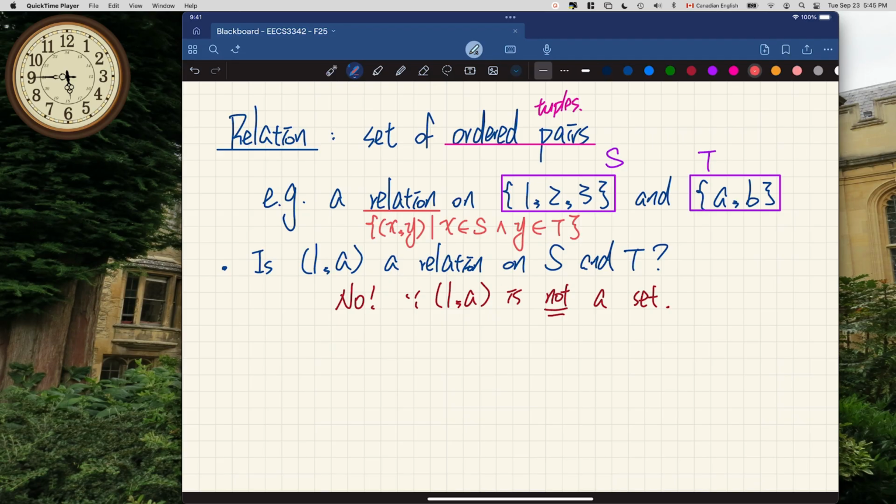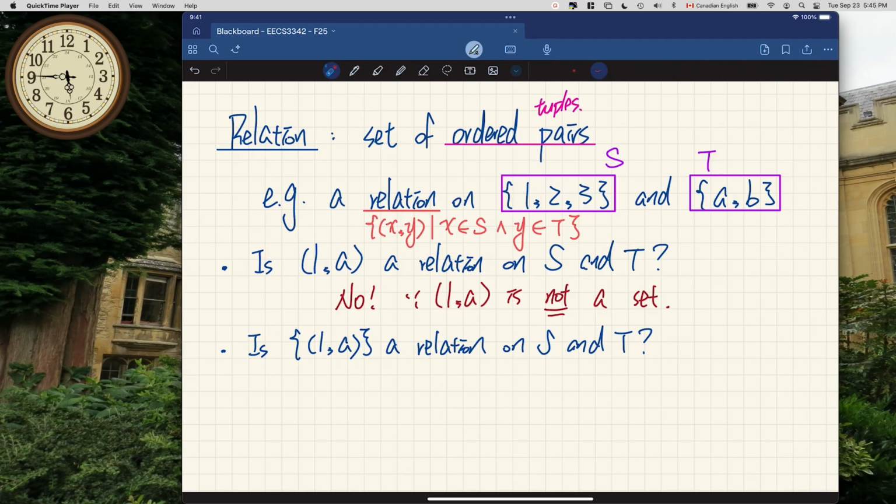On the other hand, I can write down something to fix it right away. Is a singleton set 1A a relation on S and T? Yes, indeed, because now it is a set. And the relation has only 1 pair, which is completely fine. It's a set of pairs, which can be empty as well, right? So this one here, yes.